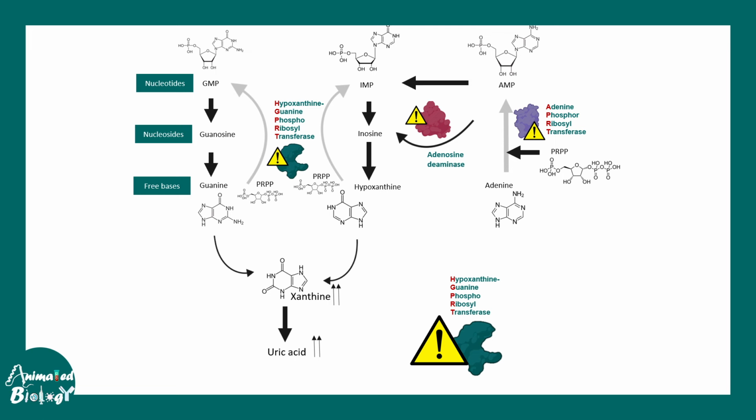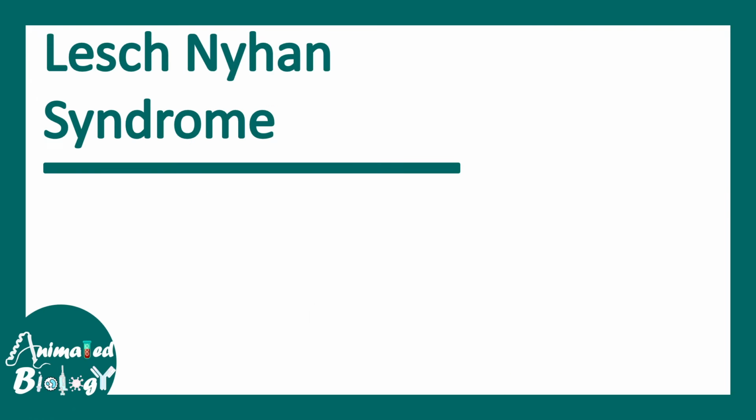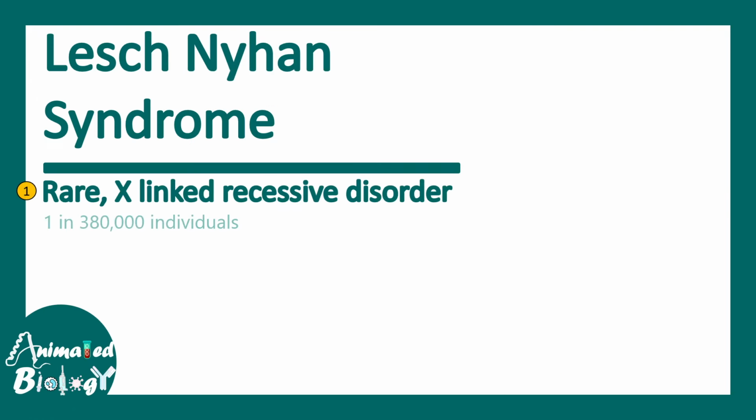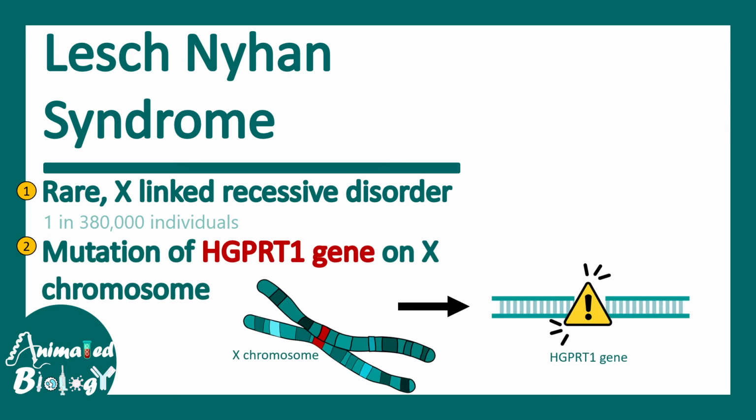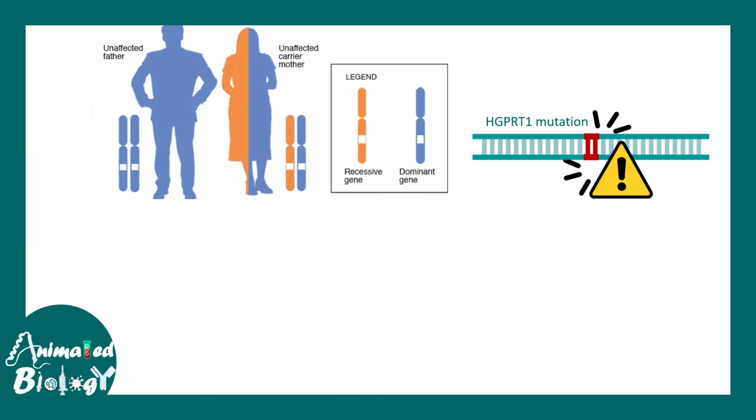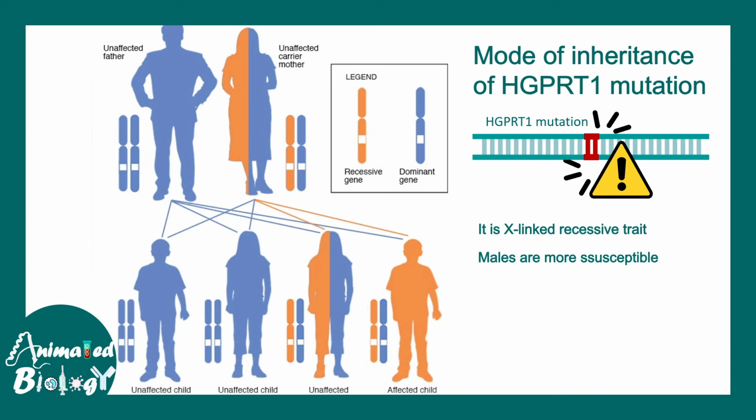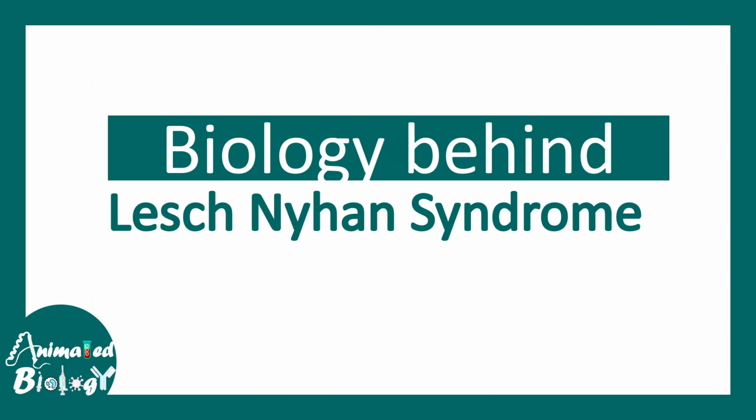HGPRT mutation, where the HGPRT enzyme is non-functional, leads to a scenario called Lesch-Nyhan Syndrome. In a moment, we'll talk about Lesch-Nyhan Syndrome. It's a rare X-linked recessive disorder, and this is due to a mutation in the HGPRT1 gene on the X chromosome. Due to this mutation, faulty HGPRT protein is produced, so basically this is non-functional protein. And this is X-linked, so obviously it would affect males more than the females. Females would be mostly carriers.